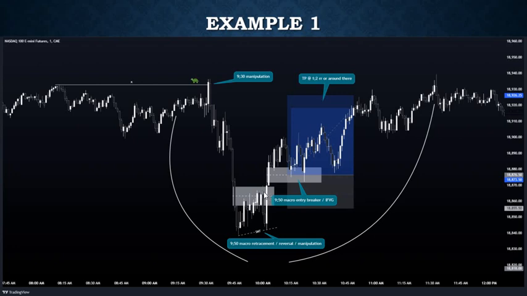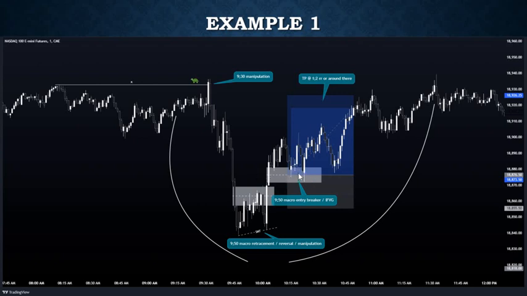This first BISI will be our breakaway. Second one is our fractal. We are basically going to enter off of that fractal, or off of this second inverse. So this second inverse right here, or this second BISI right here, will be our entry.